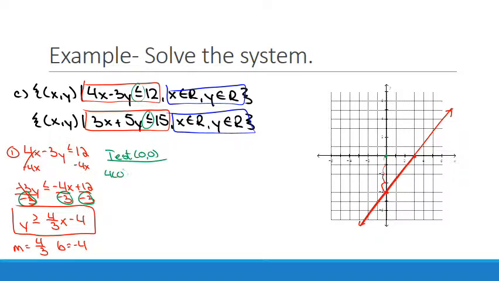4 times 0, and you can do this in your head. You don't need to show this work as long as you know what you're doing. 0 minus 0 is less than or equal to 12. 0 is less than or equal to 12. Is that true? Yes, it is, meaning that green point is in the solution region.